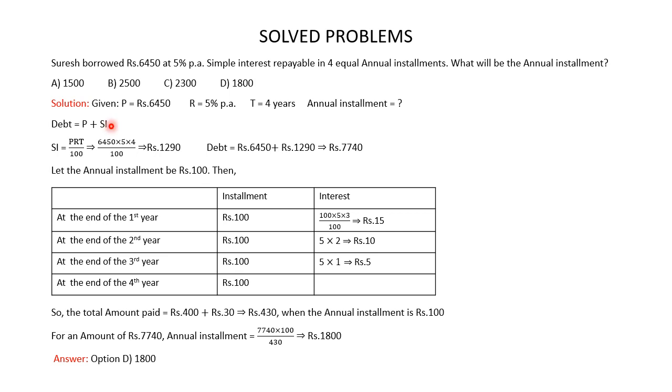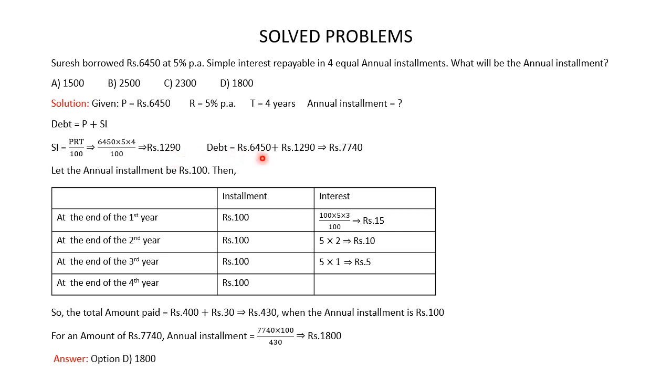Now simple interest can be found out using the formula PRT divided by 100. Simple interest is equal to PRT divided by 100. Now we know that P is 6,450, R is given as 5% per annum, and T is 4 years. So substituting these values in the formula here, we get SI is equal to 6,450 multiplied by 5 multiplied by 4 divided by 100. On solving this, we get SI is equal to rupees 1,290. Now we know that the principal is rupees 6,450. Simple interest is rupees 1,290.